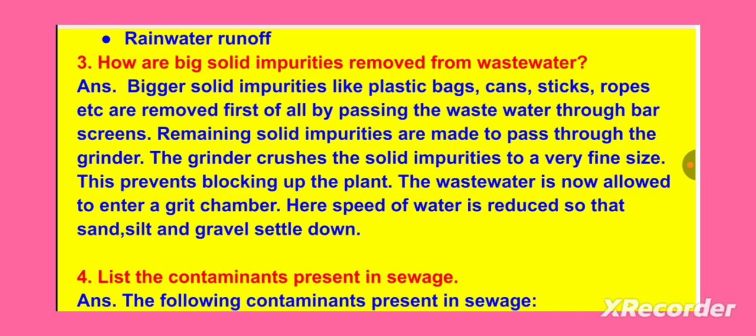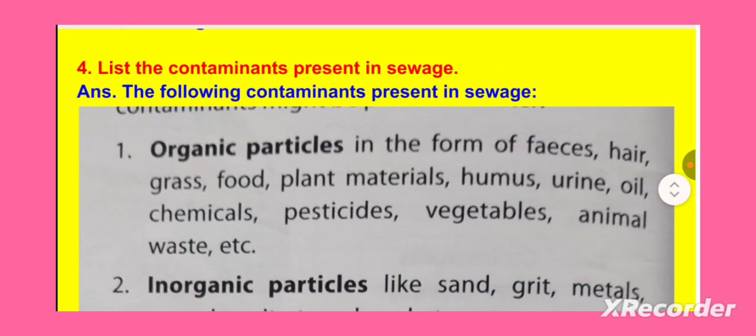Remaining solid impurities are made to pass through the grinder. The grinder crushes the solid impurities to a very fine size. This prevents blocking up the plant. The wastewater is now allowed to enter a grit chamber. Here, speed of water is reduced so that sand, silt, and gravel settle down. List the contaminants present in sewage. The following contaminants are present in sewage.